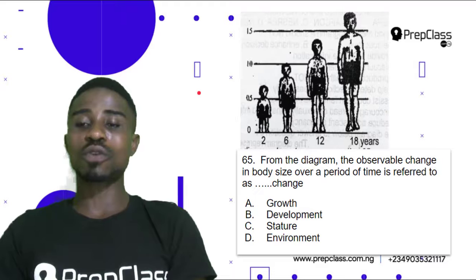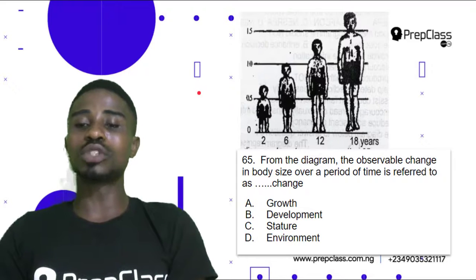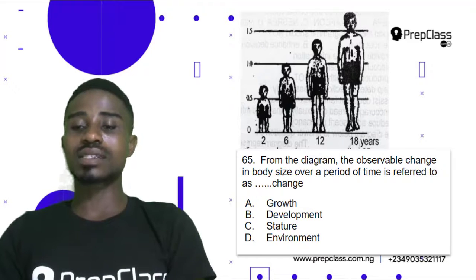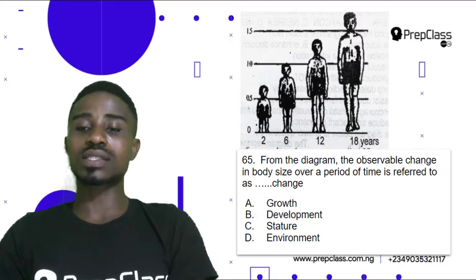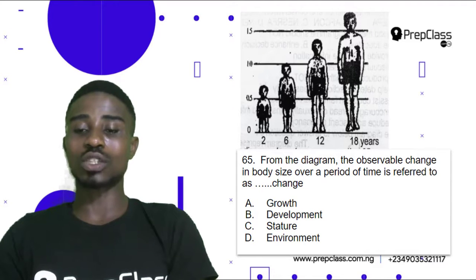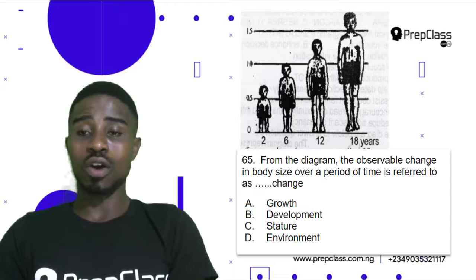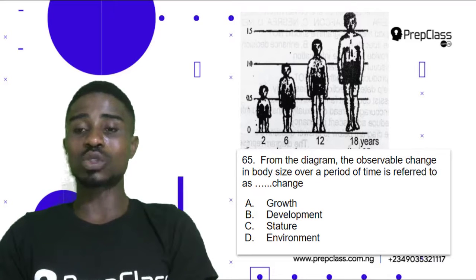Question 65. From the diagram, the observable change in body size over a period of time is referred to as dash change. A, growth. B, development. C, stature. D, environment. For us to carefully select the correct answer, we need to have an understanding of the question, and we analyze the options and see which one best answers our question.